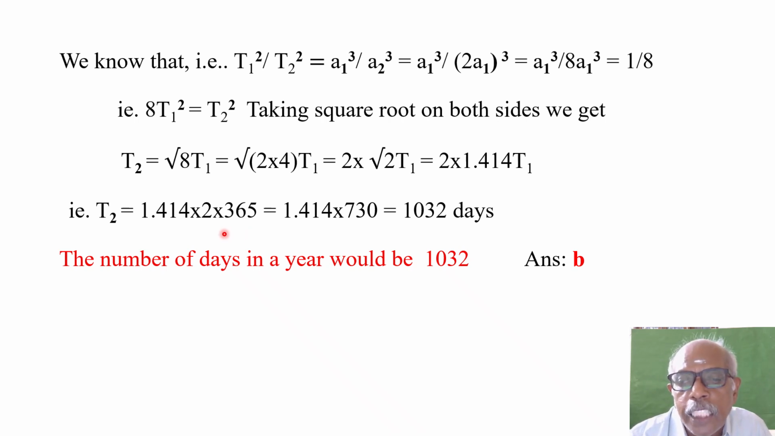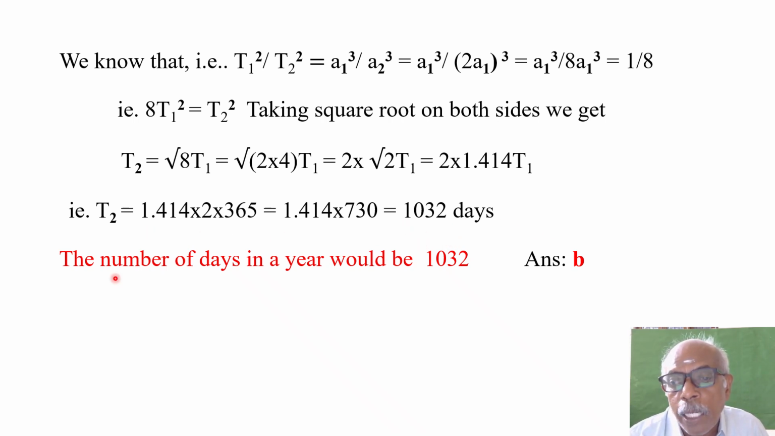What is 2 into 365? 2 into 5, 10, carry 1. 2 into 6, 12, plus 1 is 13, carry 1. 2 into 3, 6, plus 1 is 7. So 730 days, of course, into 1.414. You know the table for 14. So if you multiply it, you get 1032. It is approximately 1.5 times 730, so more than 1000. So 1032 days is the right answer.